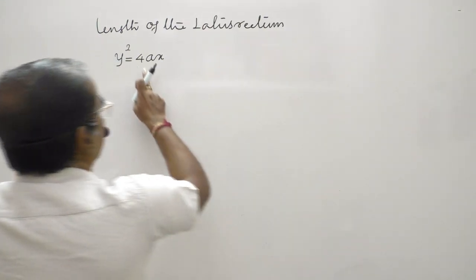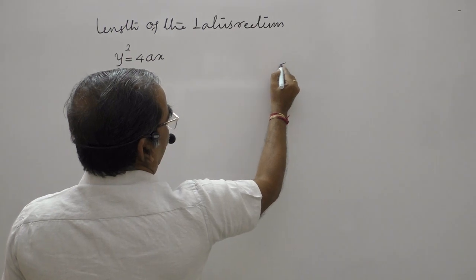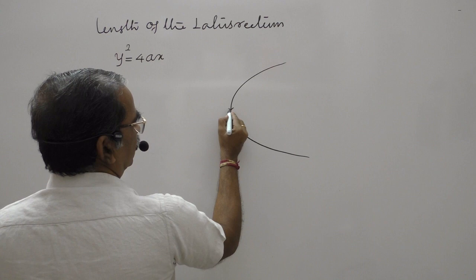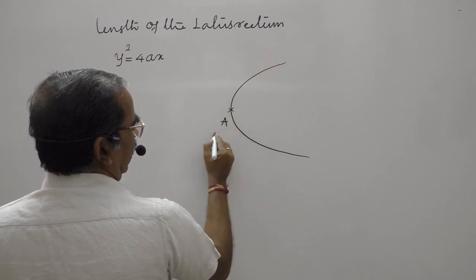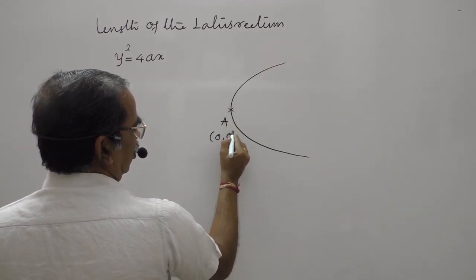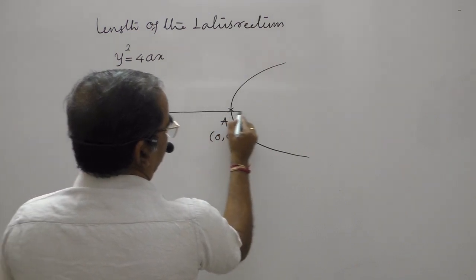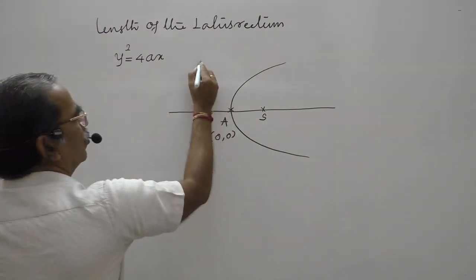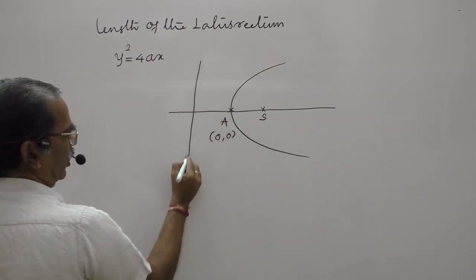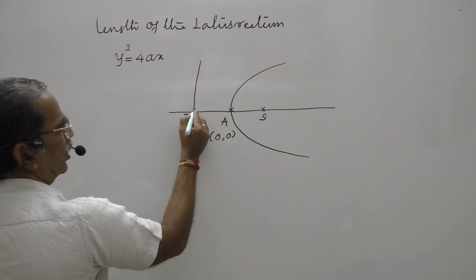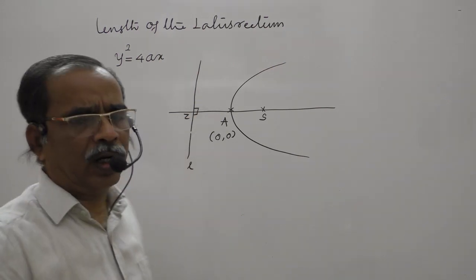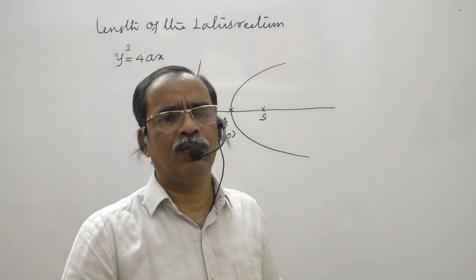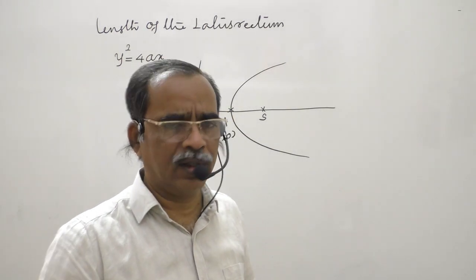Okay. Just now we have seen this parabola. Its figure will be like this. This is capital A, 0, 0. This line is what? Axis. Focus will be here, S. And this is the directrix. This is Z. Now let us try to find the length of the latus rectum. What is the latus rectum's definition?